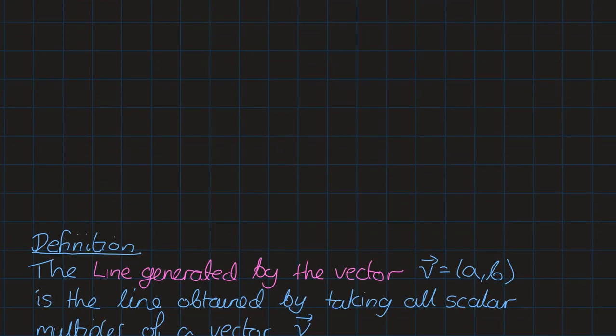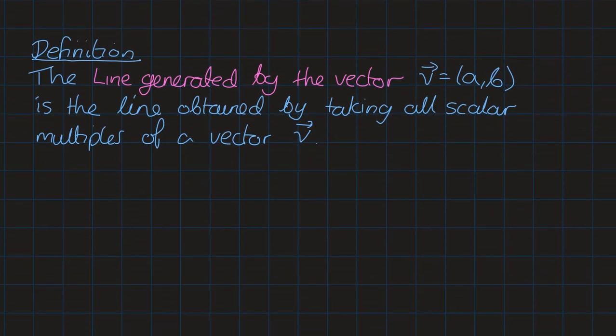So let's go straight to a definition. This definition says that the line generated by a vector v equals (a, b) is simply the line obtained by taking all the scalar multiples of the vector v. In the previous video we spoke about scalar multiples, and how when you scalar multiply a vector, you stretch or shrink it or reverse its direction. But it's important to note that all scalar multiples of a vector lie on the same line. So if I consider taking all the possible scalar multiples of a vector, that traces out a line.